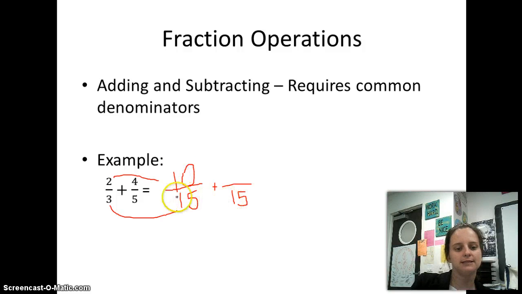And I do the same thing with the second fraction. So to go from 5 to 15, I multiplied by 3. So to go from 4, I need to multiply by 3. And when I do that, I get 12.